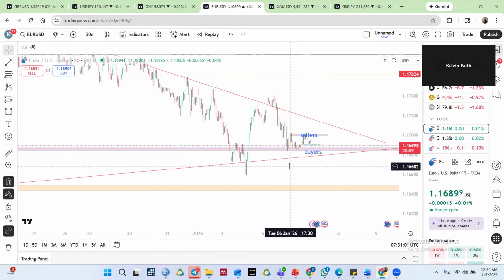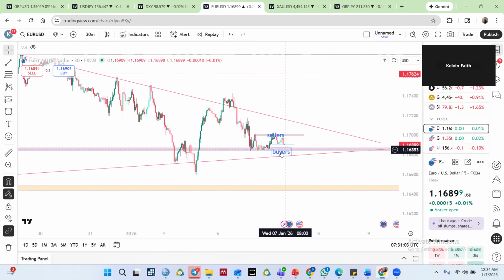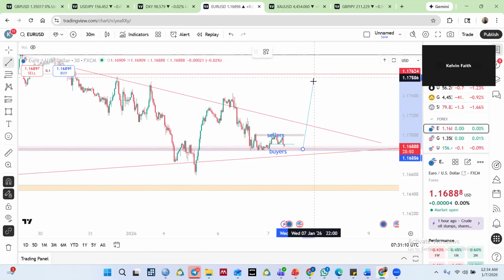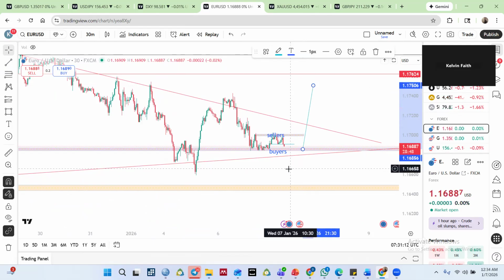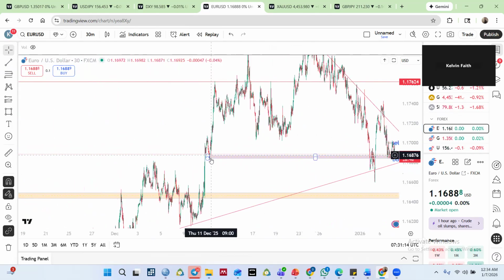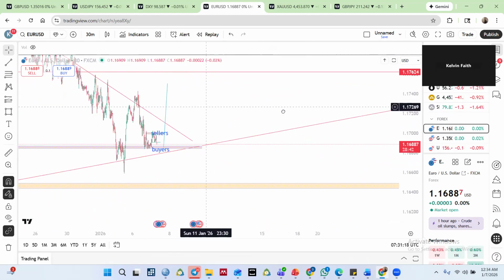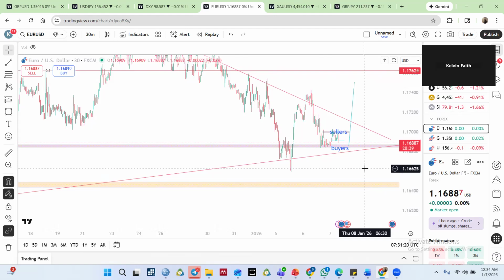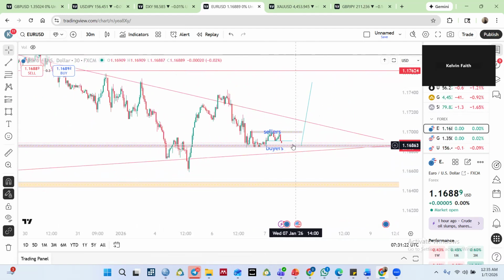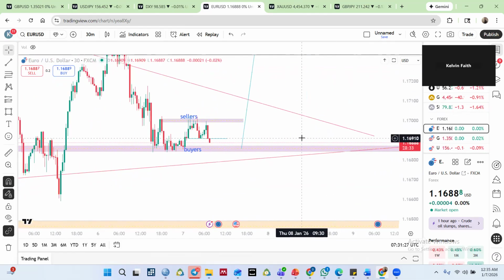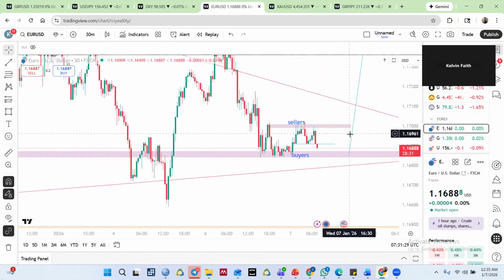Okay, so if price stays above this area or this zone, the market is going to buy. Okay, that's simple. Just like from here, the market bought to the upside. If the market stays above this area here, the market is going to buy to the upside.